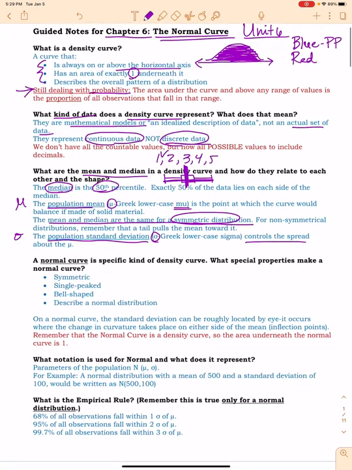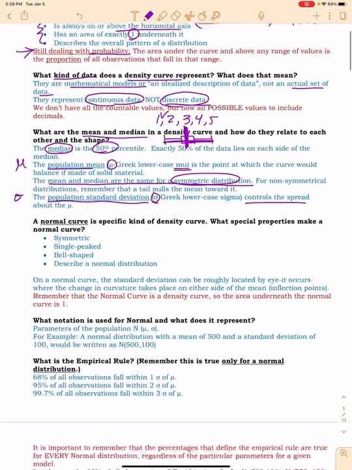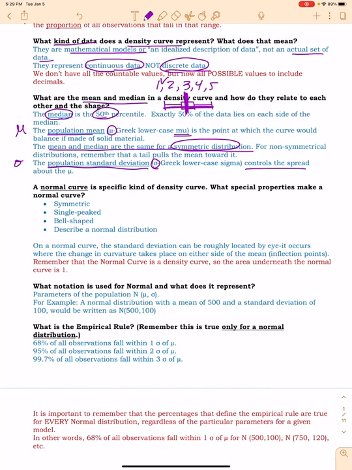Okay, so our normal curve is a specific kind of density curve. So what makes it a normal curve as opposed to something else? Well, there are some specific properties that make a density curve a normal curve, and they are as follows. We must have symmetry. That means that when I look at a curve, this right here would represent the mean or median. And that means that 50% of my data lives here and 50% lives here. So it is perfectly symmetric.